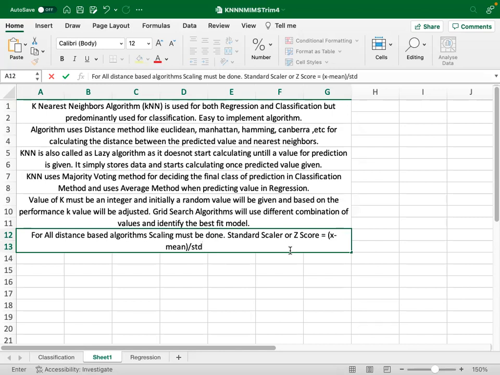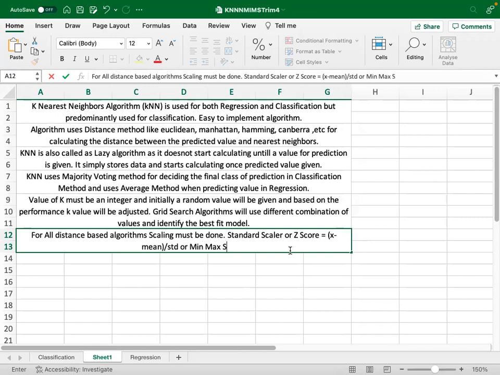Size of the values means, suppose you have a variable in lakhs. If you scale it, it is easy for computing purposes. If you run a standard scaler on lakhs values, it will scale the values between -3 to +3. Then the computational processes will be easy. So that is the reason why scaling is required.